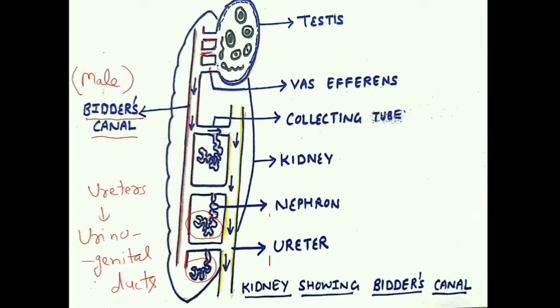So in the male frog, the kidney has Bidder's canal also, and that Bidder's canal connects to the collecting tubules of the nephron and finally opens into the ureter. And the ureter in the male frog carries both sperm as well as urine. That is why we call it a urinogenital duct. Whatever function is done by the kidney, you know, the kidney is there for the filtration of blood. So the kidney filters the blood, separates the excretory waste, and that urine is then collected by the ureter.